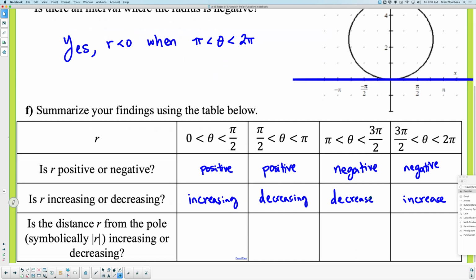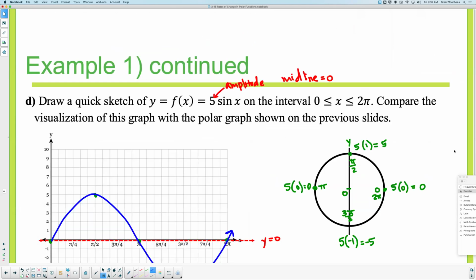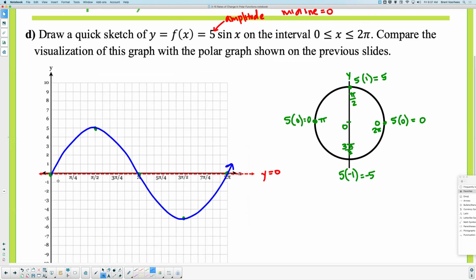Okay. Finally, the last question that on polar is a little bit trickier. And that is the distance from the pole, that means the distance from the x-axis. Is it increasing or decreasing? This would be the absolute value of r. Is my distance from the x-axis increasing or decreasing on this interval? It's increasing. What about here? Is my distance from the x-axis increasing or decreasing? Decrease. So I increase, decrease.